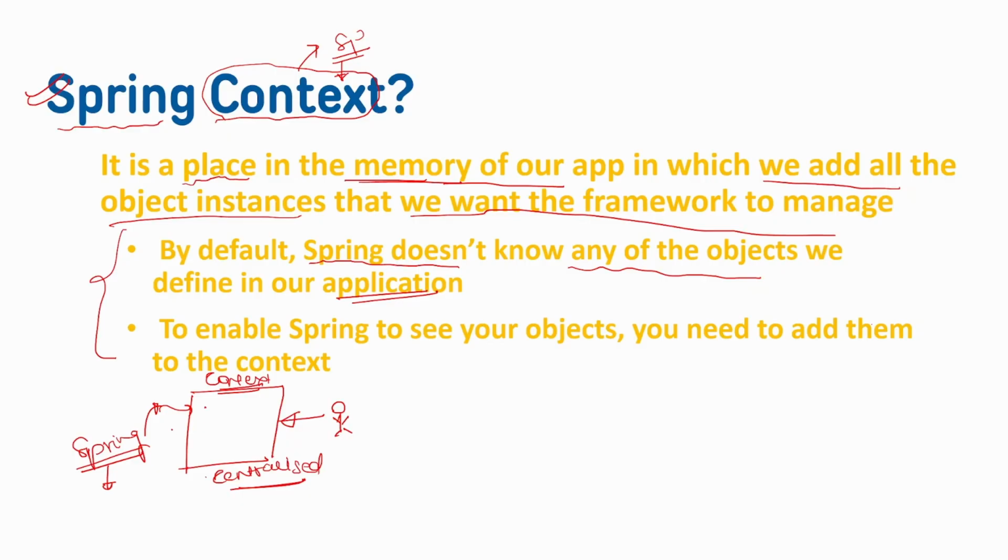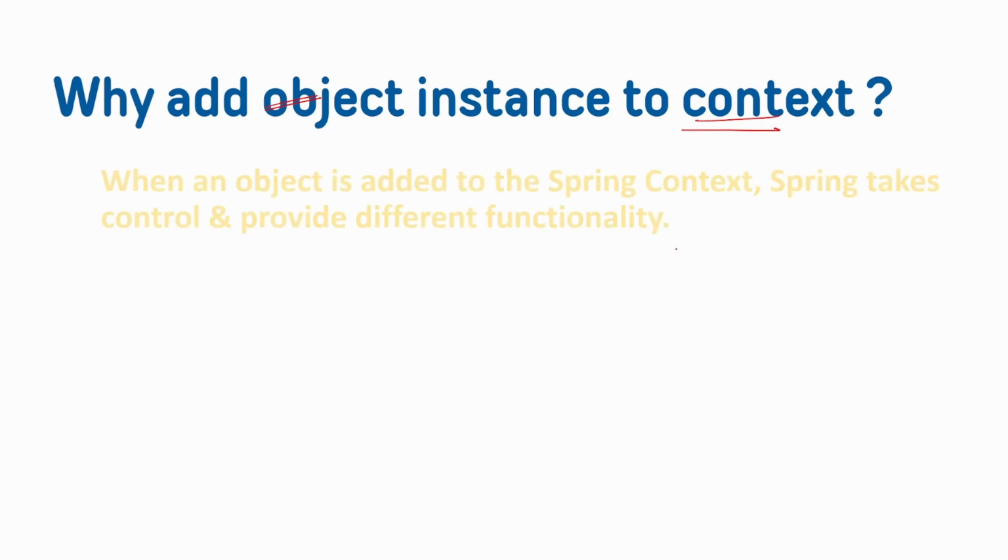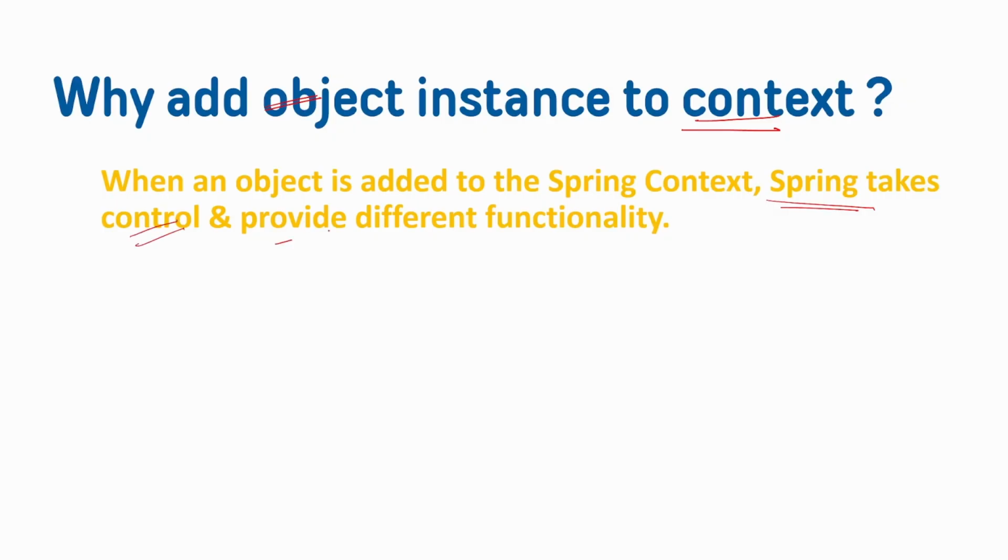Now you will be wondering, okay, the Spring context is a place in the memory where we add all the objects that we want our framework to manage. So basically, why should we add the object instance to the Spring context? When an object is added to the Spring context, Spring takes control and provides different functionality.